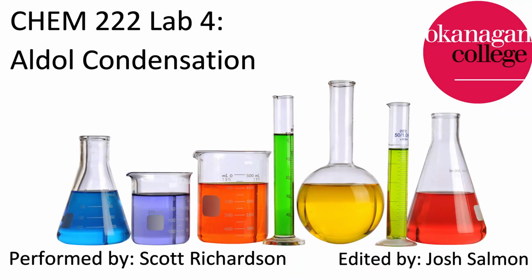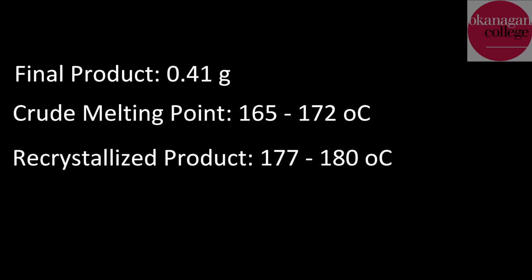After allowing the material to dry for several days, the material was reweighed and melting points were taken of both the crude material that was not recrystallized and the purified crystallized material. The mass of the final isolated purified material was 0.41 grams. The melting point of the crude material that was not recrystallized was 165 degrees to 172 degrees. The final product that was purified had a melting point of 177 to 180 degrees Celsius. Please include these values in your lab report and make the appropriate conclusions. The spectroscopy associated with the starting materials and the products can be found on your Moodle page.